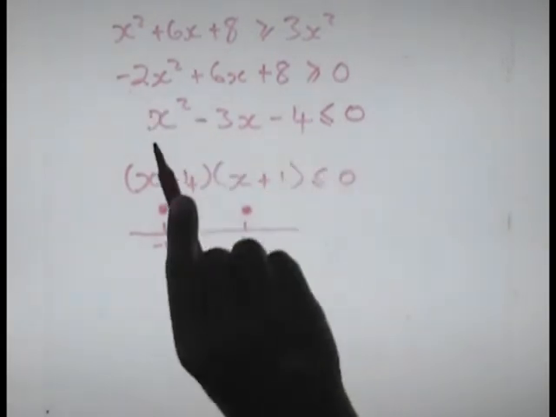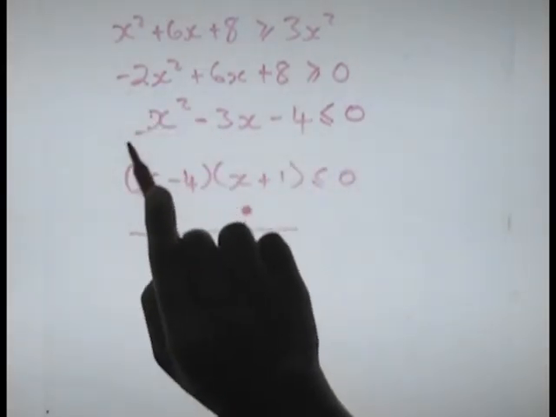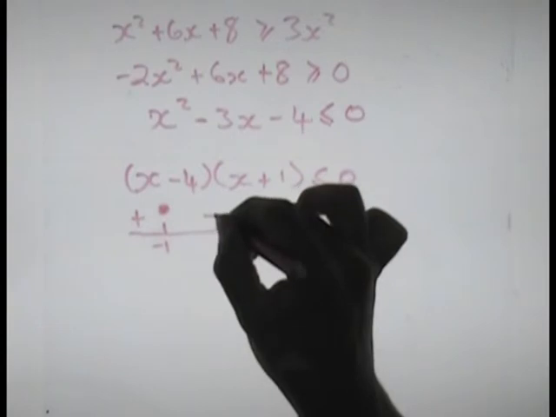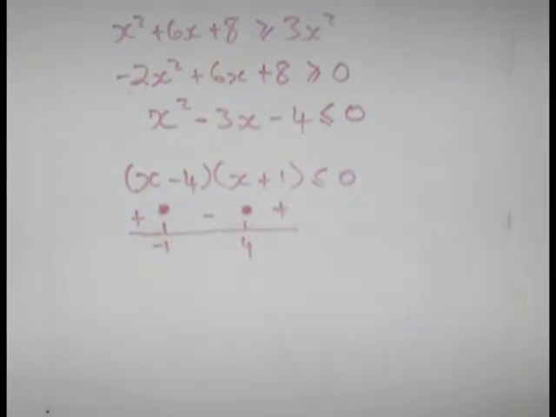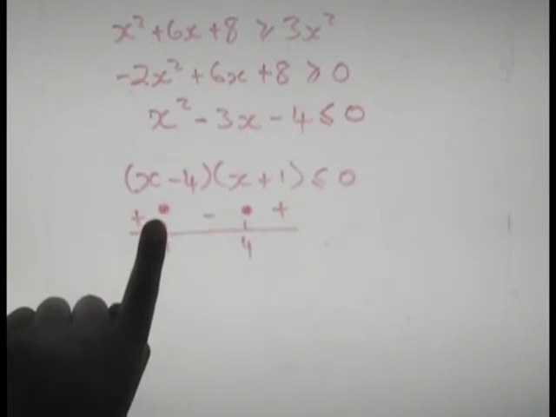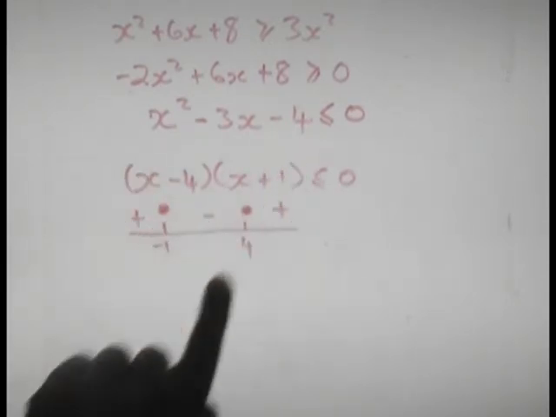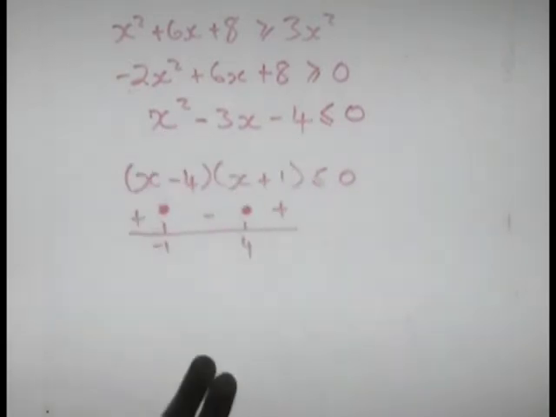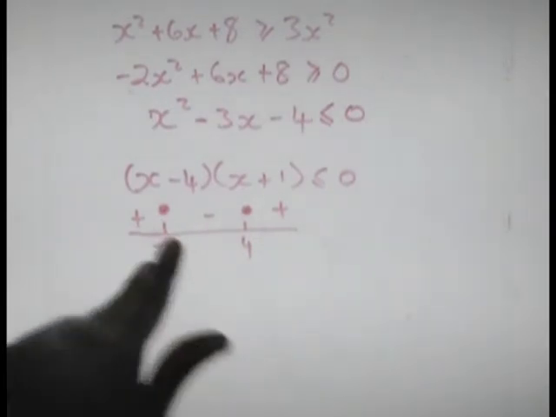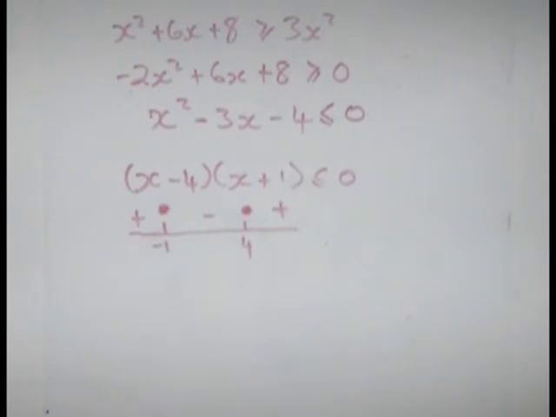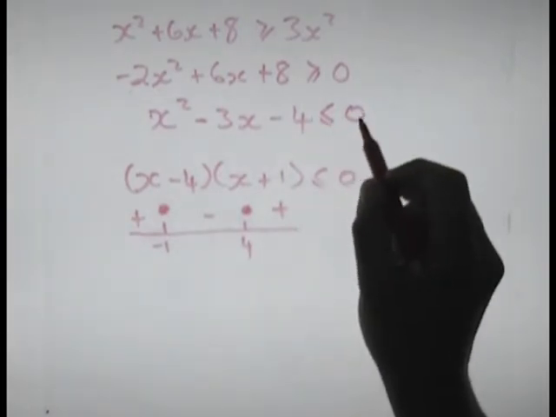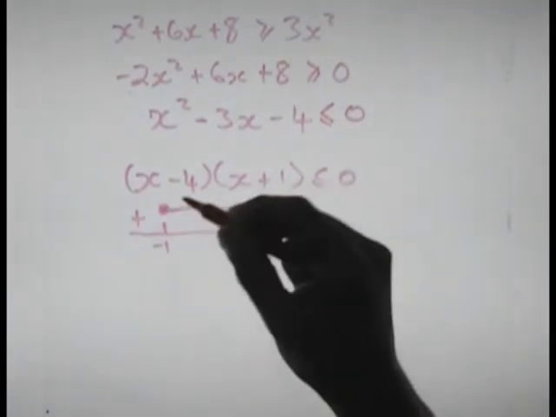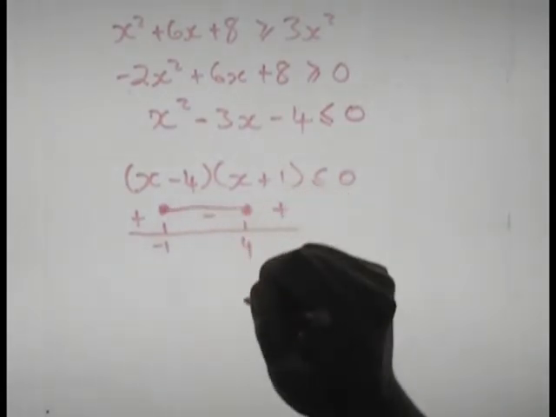Because I factorized from a positive value in front of the x squared, it's going to follow the order plus, minus, plus. This means that all of the x values below negative 1 will make this positive, and all of the x values above positive 4 will make this positive as well. Everything between negative 1 and 4 will make this negative. We are looking for when it's less than or equal to 0, which means we are looking for when it's negative. So we are looking for the values between those 2 points.